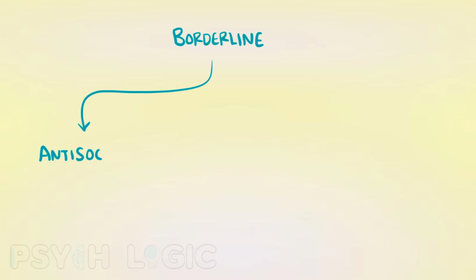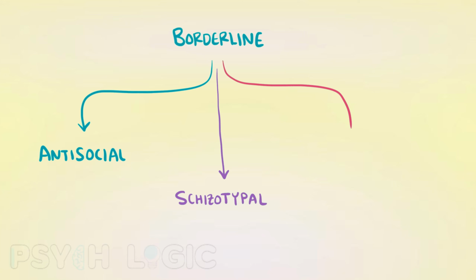Now, there's a considerable overlap between personality disorders. For example, people with borderline personality disorders might also meet the diagnostic criteria for antisocial personality disorder, as well as schizotypal personality disorder and avoidant personality disorder, which are parts of Cluster A and Cluster C, respectively.